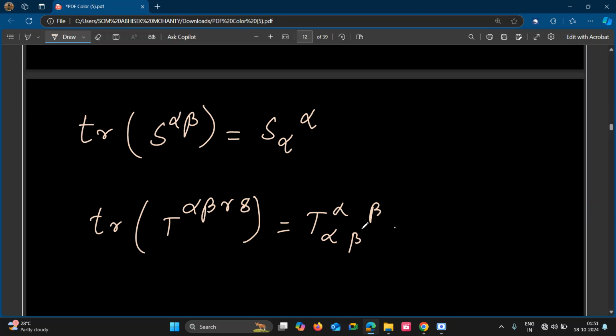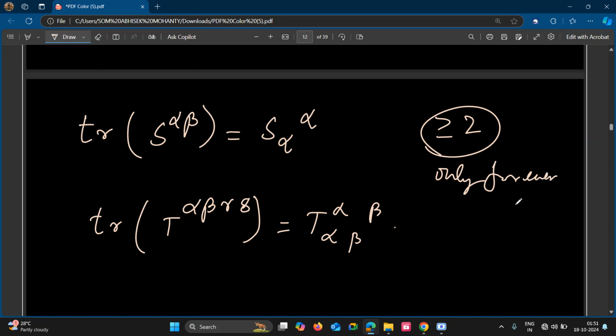So what is this? Trace is defined only for tensors of even rank, rank greater than or equal to 2. Trace is the full contraction of the indices of the even rank tensor. We'll study about it later, don't worry. So this is a trace.